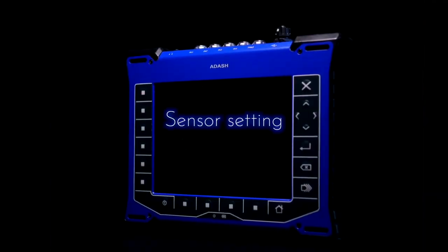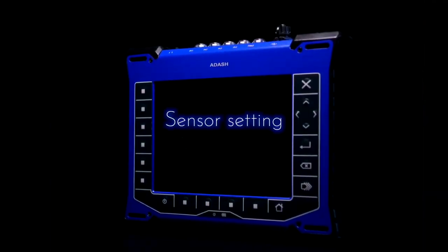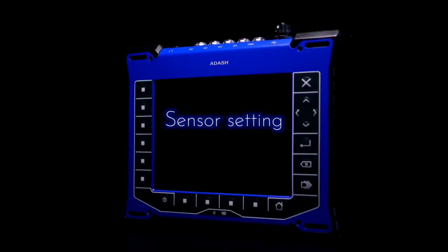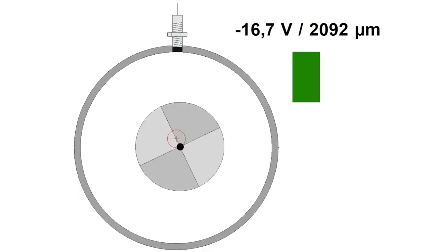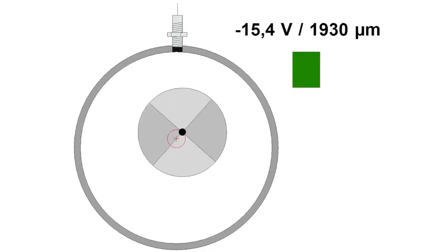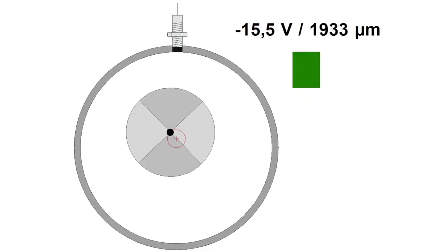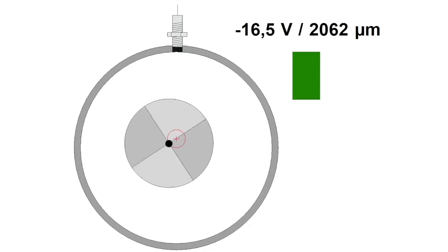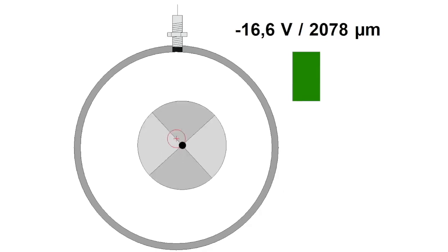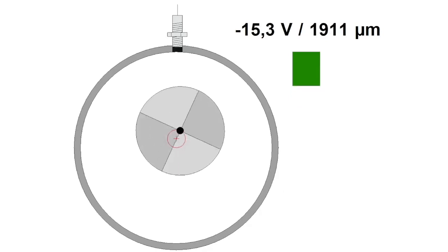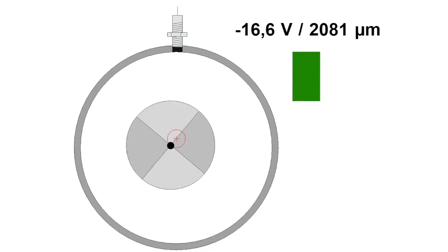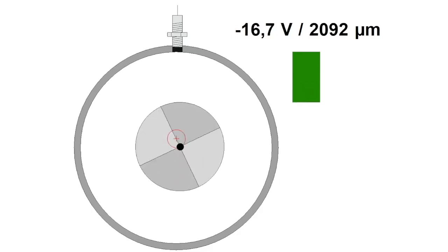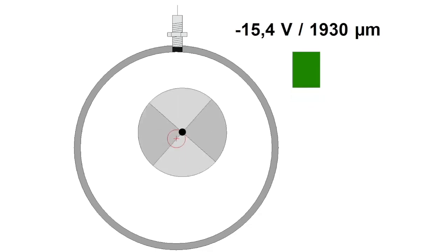Eddy current sensor function is simple. The output voltage is proportional to the distance between sensor and shaft. The output voltage is negative. It can be confusing for some people. If the gap is higher, then higher negative voltage is on the sensor output. But I can say the lower voltage is on the output. The words higher negative is equal to the word lower.